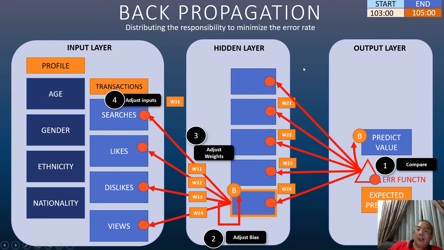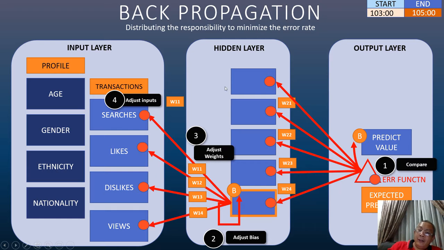Okay, what is this all about? Backpropagation is about distributing the responsibility to minimize the error rate. What you want to do is minimize this error so that your prediction becomes more accurate. But who is responsible for coming out with this error? All the people before you. They were the ones who produced the output, and when you take the output, you get the error. So you want to give back the error to them and tell them to go and adjust their process so that you get less error.